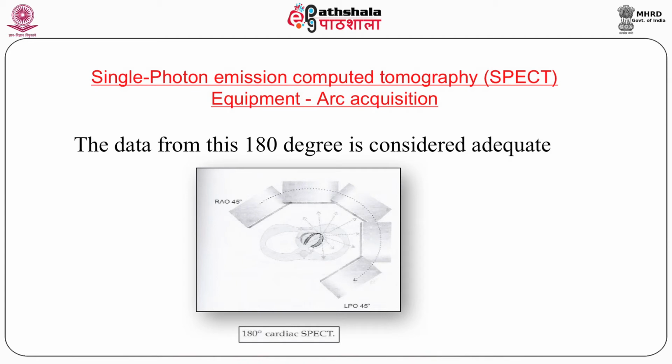Now again, when we talk about arc acquisition, the data from this 180 degree is considered adequate, because you are able to see, as I mentioned in my previous slide, that some of the organs which are there in one particular place, no need to have a 360 degree. The 180 degree itself is quite good enough. But again, it totally depends on the time constraint, and if at all the physician wants to see some other deformities or some other information about that particular organ, you can rotate in 360 degree to get the 3-dimensional view and find out which particular muscle or which particular organ is giving some kind of deformities or abnormalities.